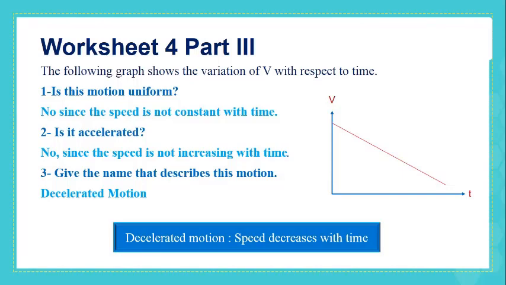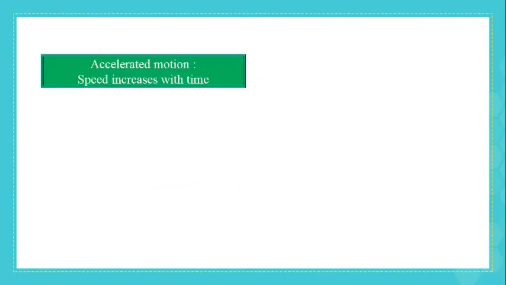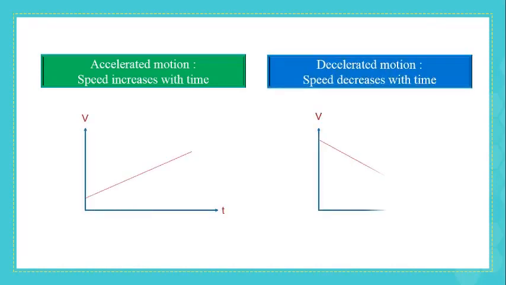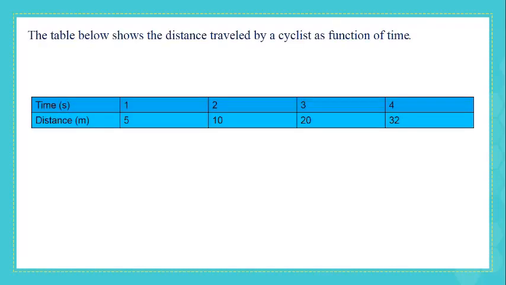As a conclusion, non-uniform motion is of two types: accelerated motion, when speed increases with time; decelerated motion, when speed decreases with time. We have seen how to indicate the type of motion by referring to the speed. Let's see how we determine the type of motion by referring to distance covered during a specific period of time. The table below shows the distance traveled by a cyclist as function of time.